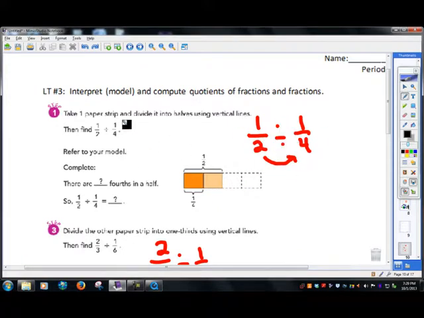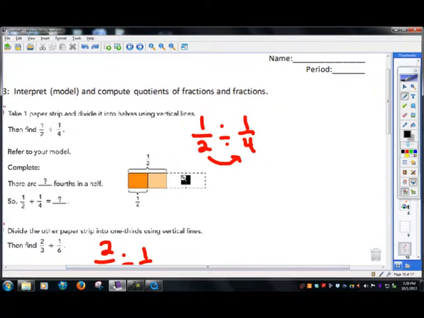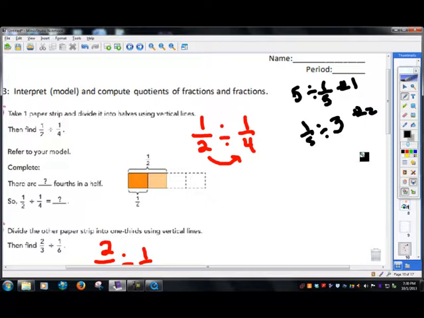So this isn't hard, because the beautiful thing about every single thing that we've done, whether it be learning target number 1, which was whole number by fraction, so 5 divided by 1/5, that was learning target number 1. And then learning target number 2 was like taking 1/5 divided by 3 or something like that, fraction divided by whole number.